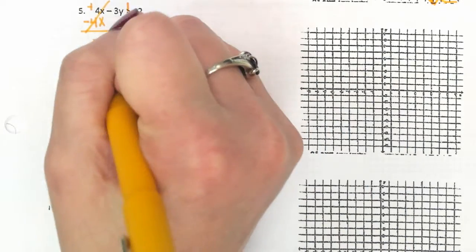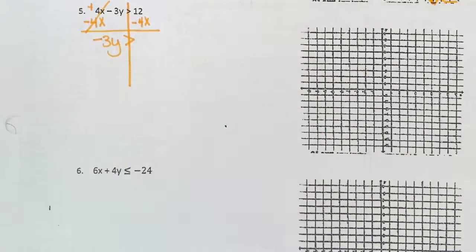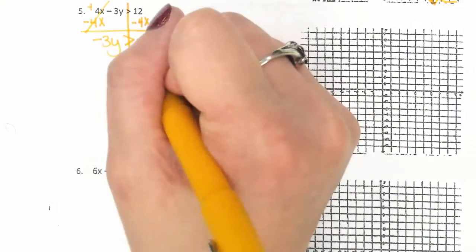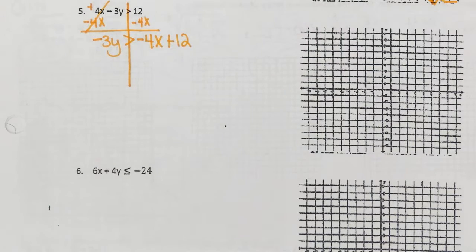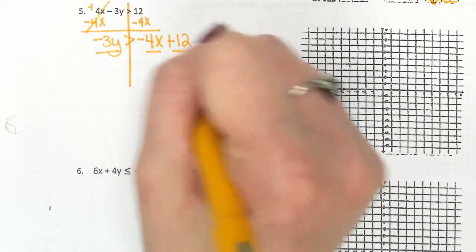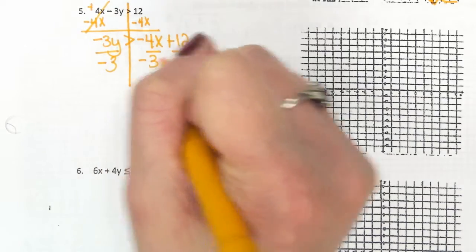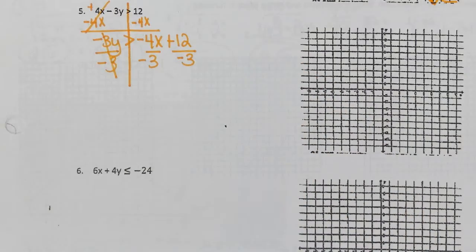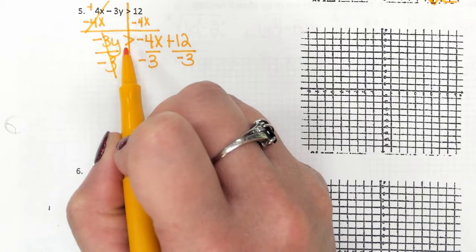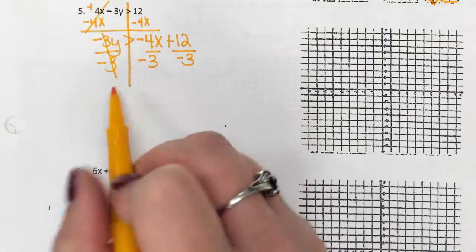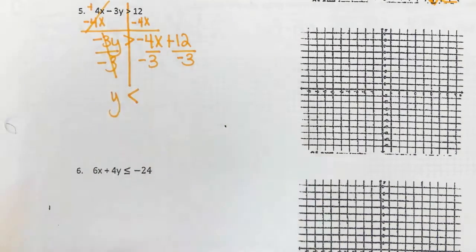All right, so that's negative 3y is greater than negative 4x, and then that's a plus 12. All right, what am I going to do now? Divide by negative 3. Now, there's something special that happens. What happens to that inequality when you multiply or divide by a negative? It flips. So you got y is less than.